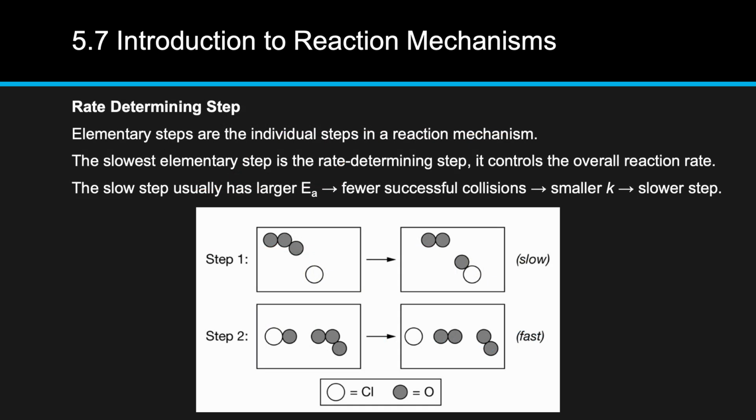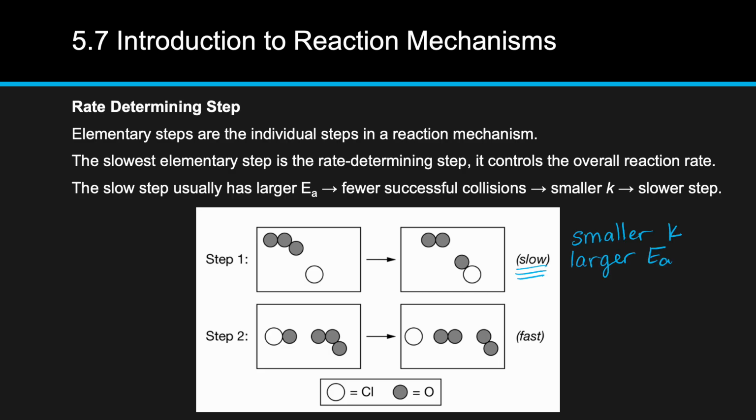So let's review how a reaction mechanism is made of multiple elementary steps and how the rate determining step controls the overall reaction rate. In step 1 of the diagram, the reactant particles must undergo a collision with the correct orientation and enough energy to overcome that activation energy. But because this step is labeled as slow, it's going to have the smallest rate constant K and produce the intermediate and product of that step at a really slow pace.